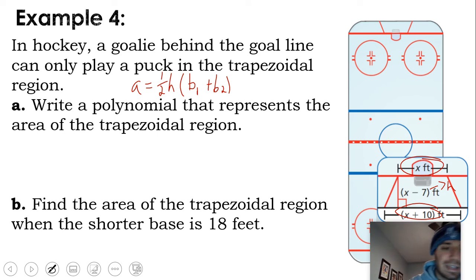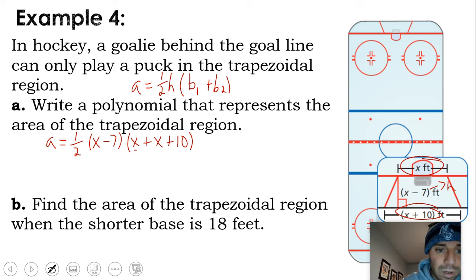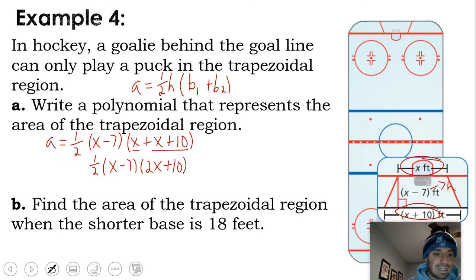So the area is going to look like this. Area is equal to 1/2 times x minus 7 times x plus 10. X is one of my bases. X plus 10 is my other base. So we're going to have 1/2 x minus 7. And then x plus x is 2x plus 10. I'm going to use the distribution technique, and I'm going to distribute here first.